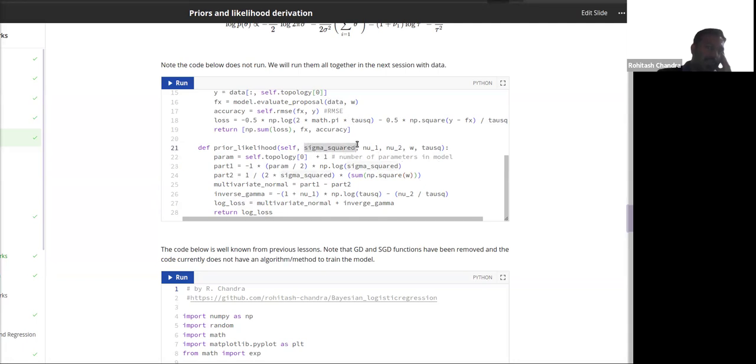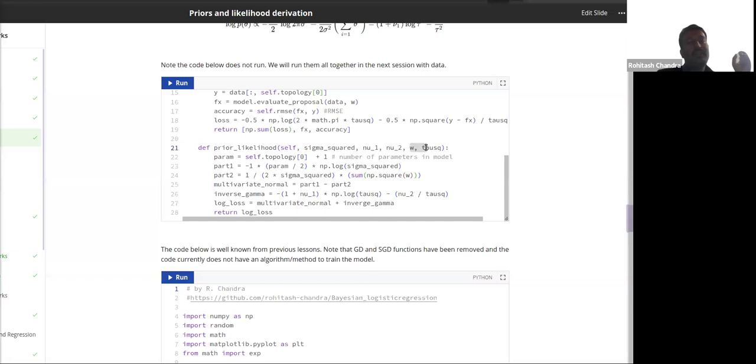Sigma squared, nu1 and nu2 are the hyperparameters that are user defined to establish the prior distribution. Sigma squared is the user-defined hyperparameter for the variance of the normal, or Gaussian, prior distribution, whereas nu1 and nu2 are the user-defined hyperparameters for the inverse gamma distribution.